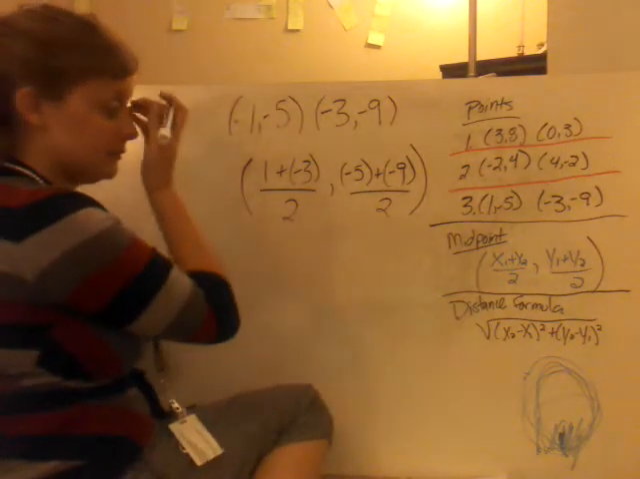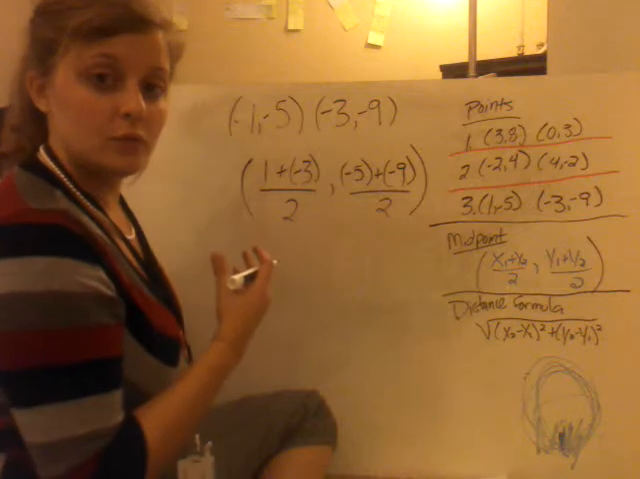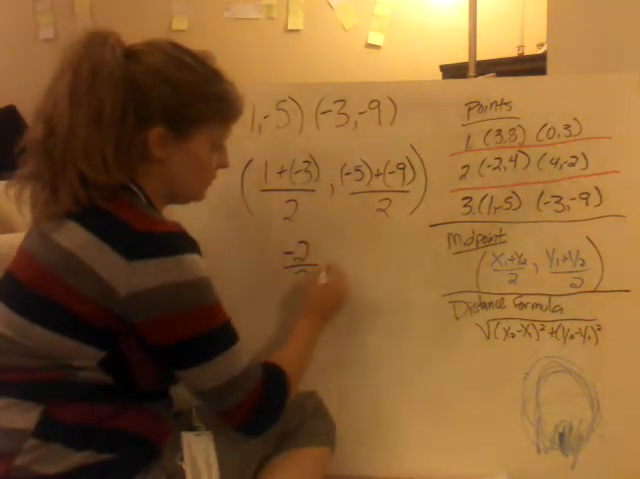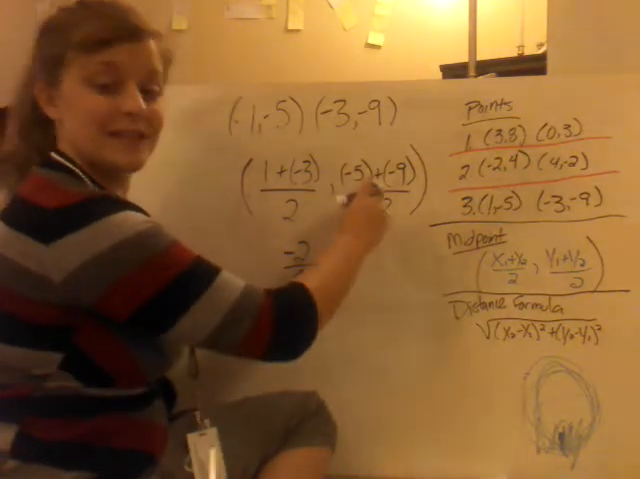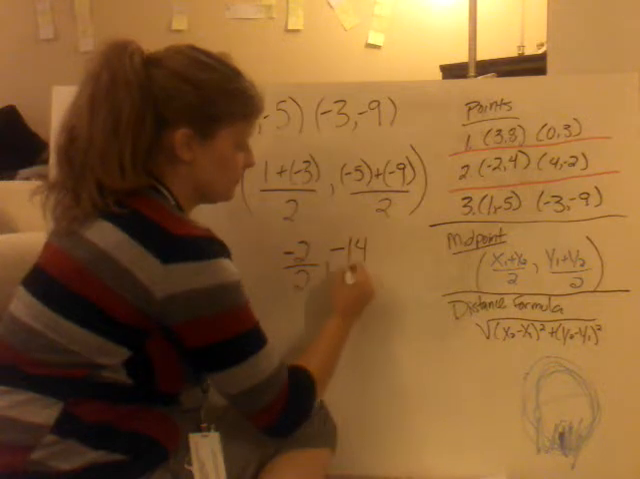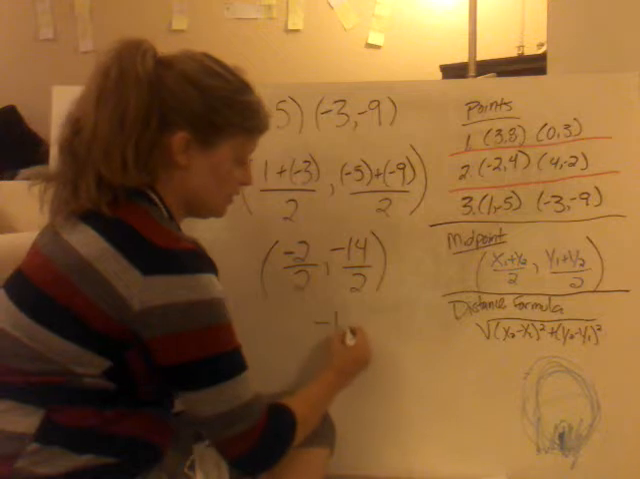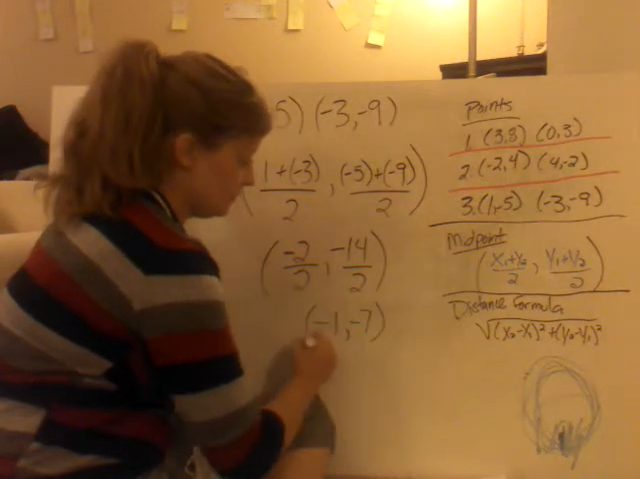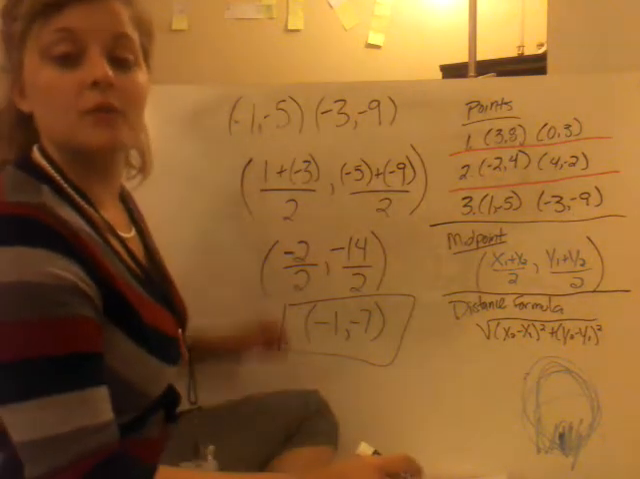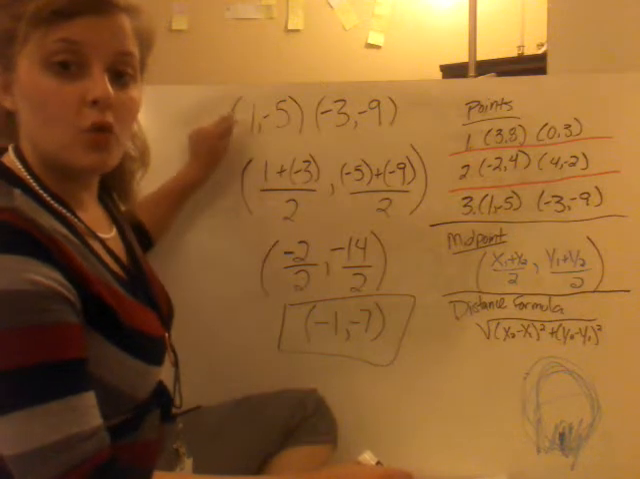We do our math. -1 plus a -3 is -4 divided by 2. -5 plus a -9 is a -14 divided by 2. Our answer is -1, -7. Right there, that's all I want. When I ask for a midpoint, I'm asking for a single point between the two coordinates that I gave you.